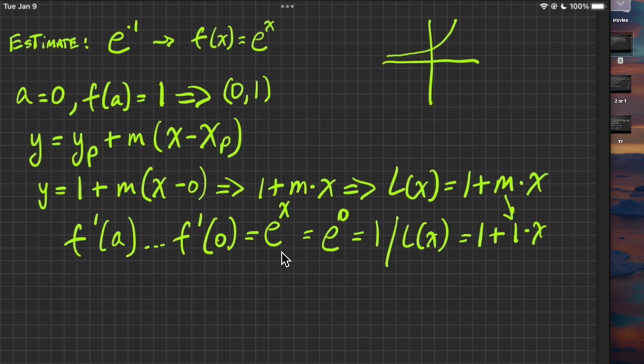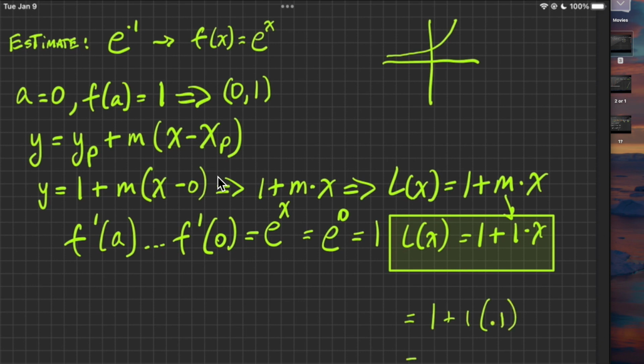Now, all we need to do, folks, is plug in the x value that they want us to estimate. And that value is 0.1. So we're going to come down here, we're going to say 1 plus 1 times 0.1, and our final value is going to be 1 plus 0.1 or 1.1. And if you look at our graph, you could see if we plug in 0, we get a value of 1 for our y value. If you go a little bit further, 0.1, we end up at 1.1.